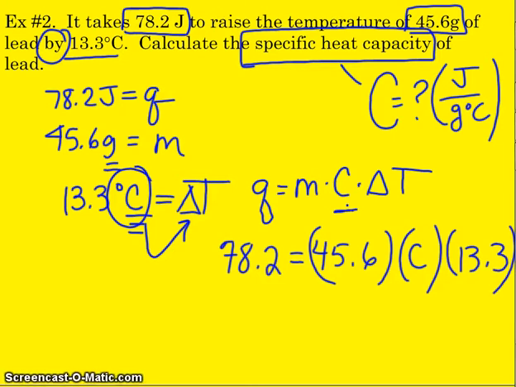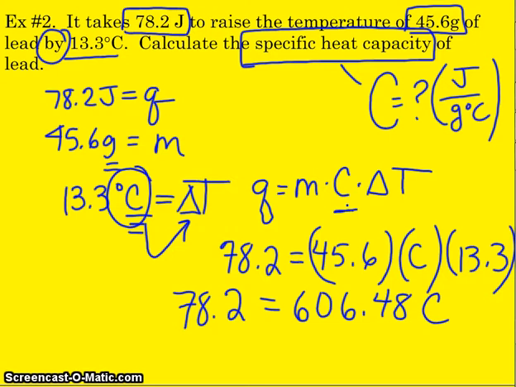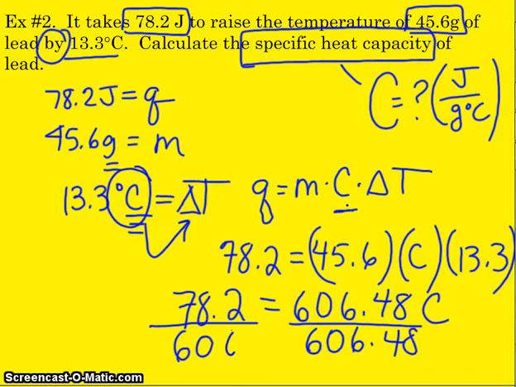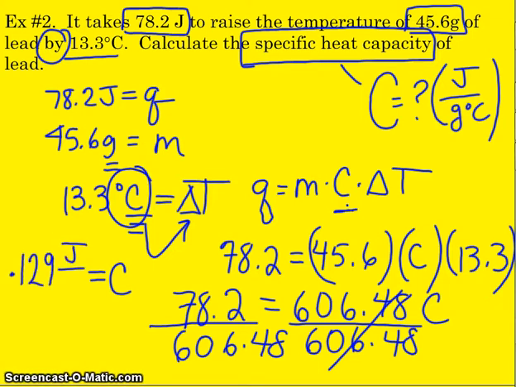So again, combine the variables by multiplying 45.6 times 13.3. You get 78.2 equals 606.48 C. Divide this side by 606.48 and divide this side by 606.48. And I'll just put my answer over here, 78.2 divided by 606.48. You should know it cancels to 1 on this side, so C equals 0.129. And the units would be joules over gram degrees Celsius, because those are the units for specific heat capacity.